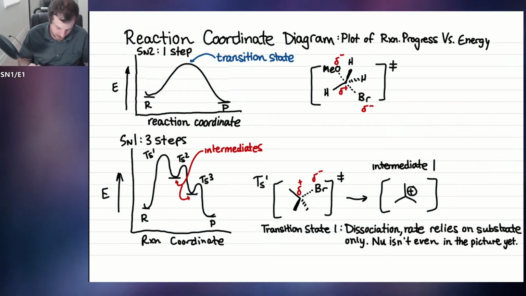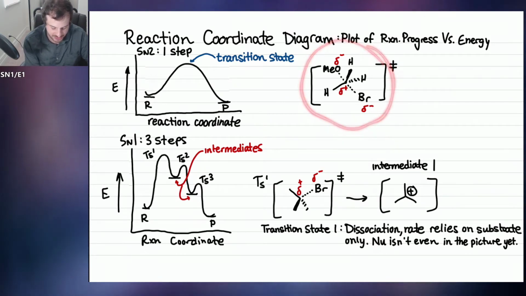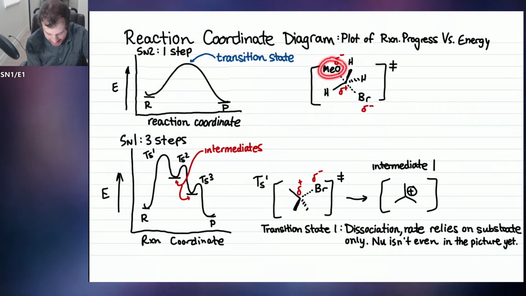Okay. The nucleophile isn't even in the picture yet. Now look at the SN2 slowest transition state, highest energy transition state. There's only one of them, so it is the highest energy one. Look who's involved with the highest energy transition state for SN2. Both the nucleophile and the substrate are involved with the highest energy transition state.